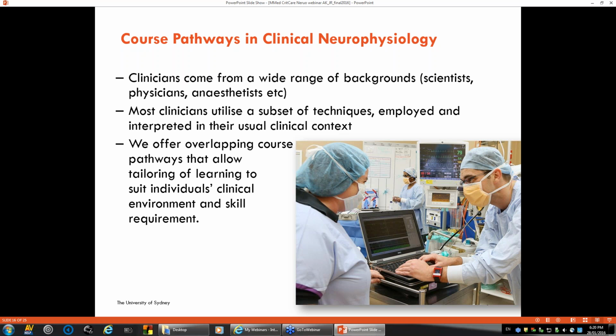The other thing that really makes it interesting in the way that we have to structure this course is that people who use clinical neurophysiological techniques, be it for diagnostic or interpretive purpose, tend to work in one particular environment. Certainly the scientists and the technicians often work in a non-operative environment, in a diagnostic lab, often associated with a large tertiary referral centre, and really don't have a lot of experience in intraoperative sides, whereas lately a lot of the intraoperative clinicians do only that and have very little activity in diagnostic procedures. So we've tried to develop some overlapping course pathways that allow our students to tailor their learning to suit not only the background from whence they came, but also their individual clinical environments and the skill requirements that those environments have.